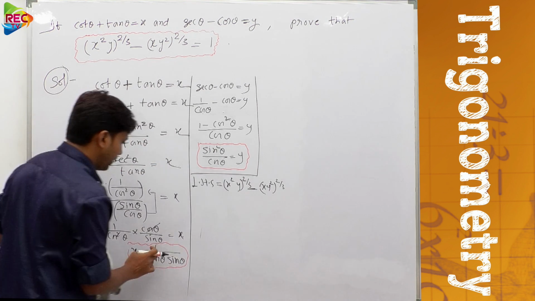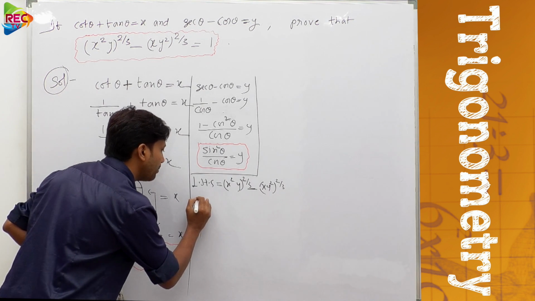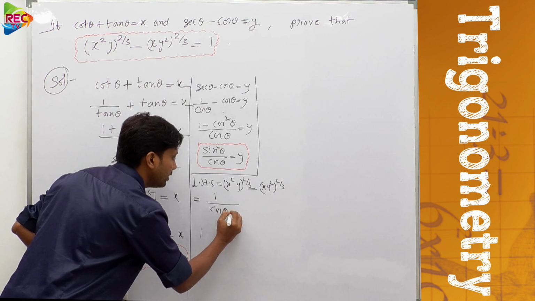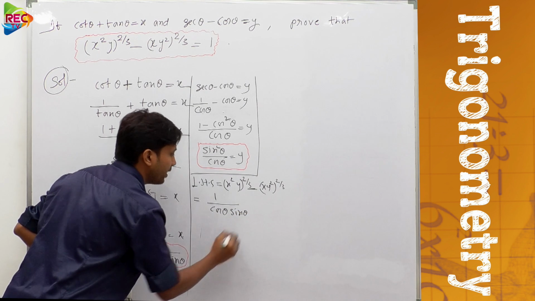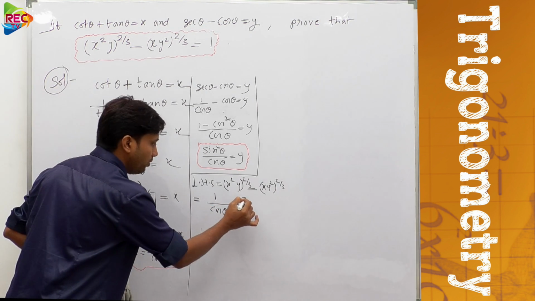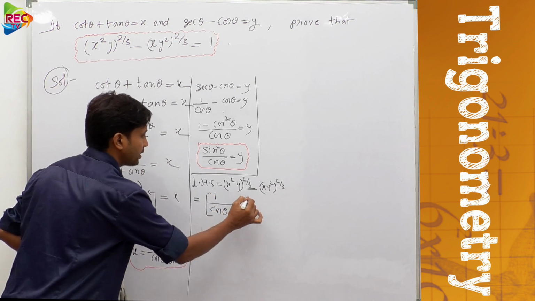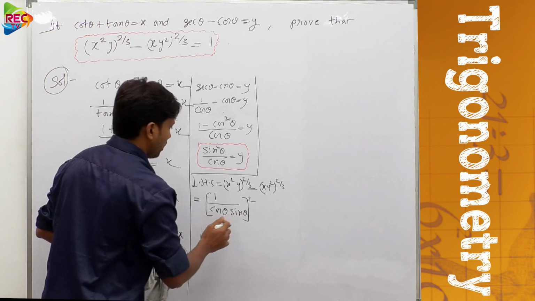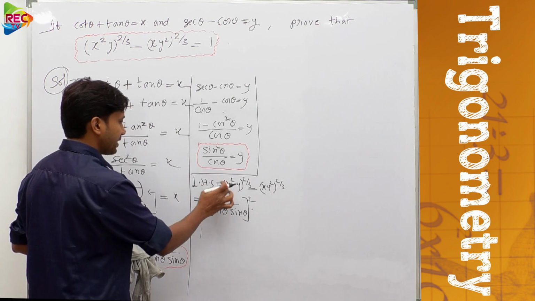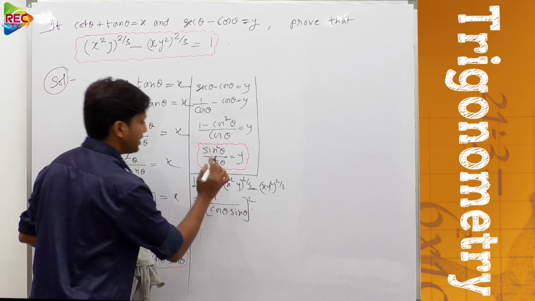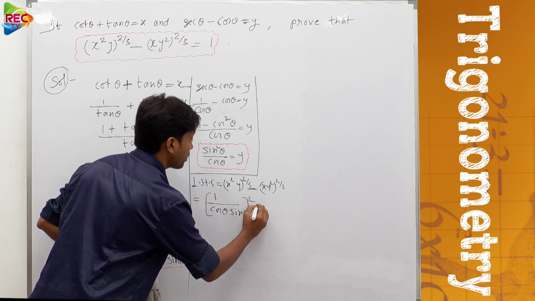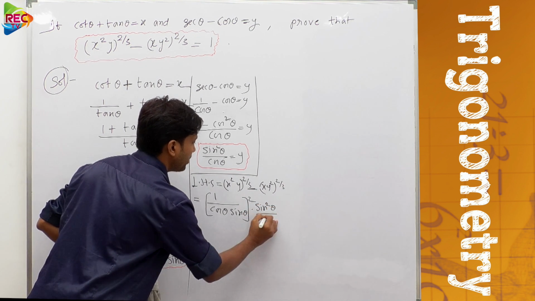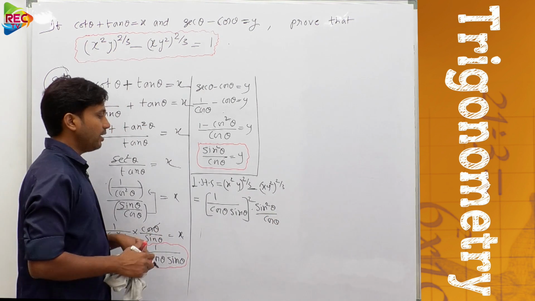x square y. What is x? See this here, I am writing very slowly. The x value is 1 by cos theta sin theta. We said x square, no? So we put the square here. Into this is x square, y. What is the value of y? Sin square theta by cos theta. What did I do now? Tell me.